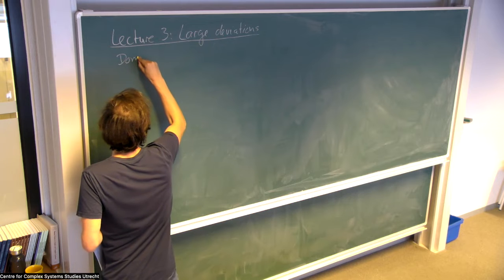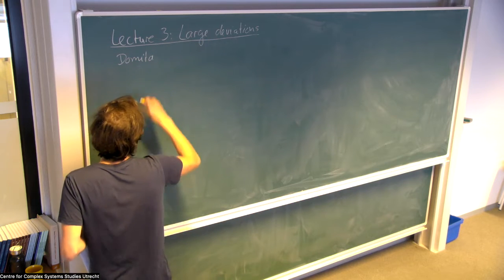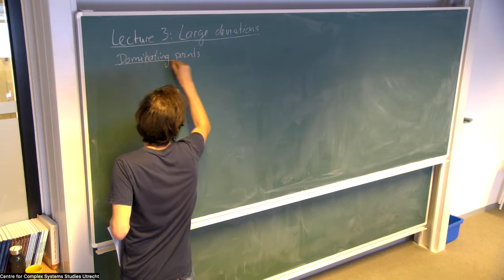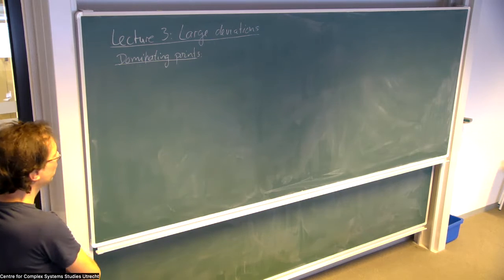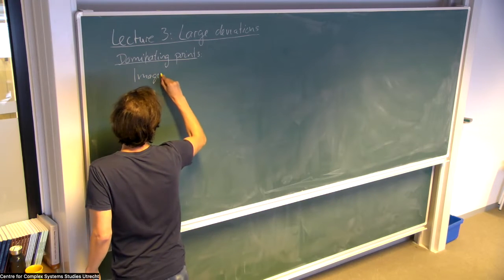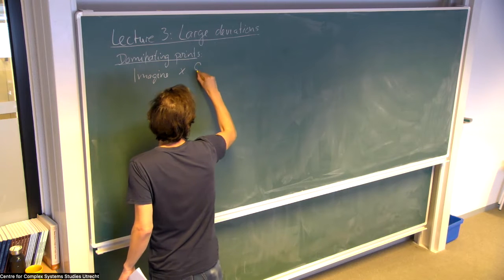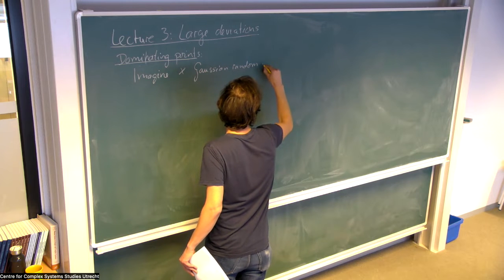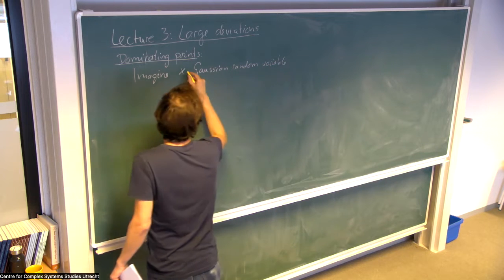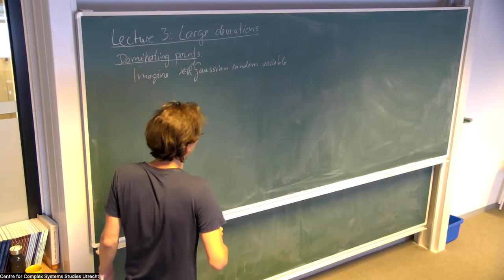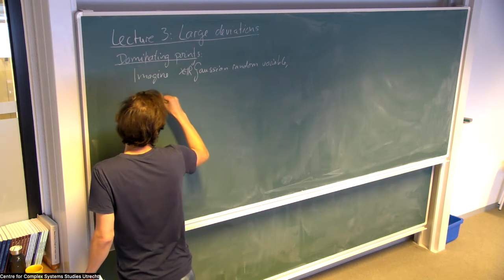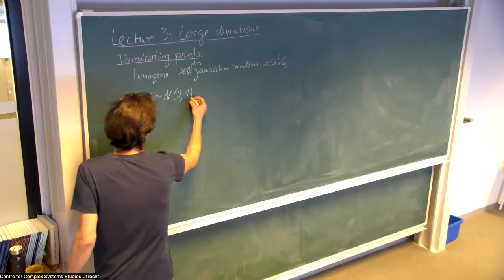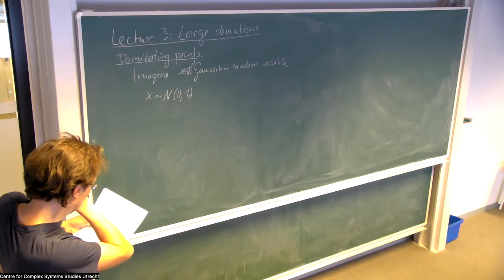So the first concept that I wanted to introduce is the dominating point. This is a rather intuitive concept. Imagine x to be some Gaussian random variable, maybe in R^D. Maybe x is distributed according to a normal distribution centered at 0 and with unit covariance in R^D, which is like a d-dimensional identity.